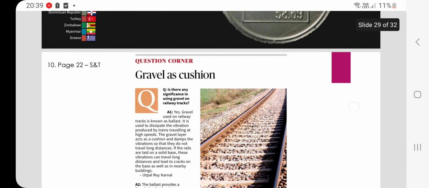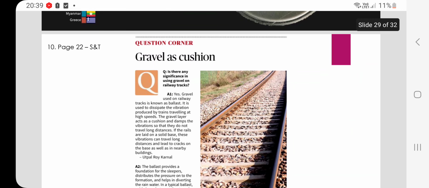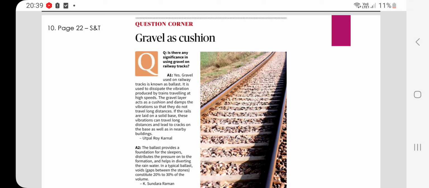The next article that we are moving to is related to science and technology, gravel as cushion. This article talks about dampness, that is, is there any significance in using gravel on railway tracks? Yes, gravel used on railway tracks is known as ballast. It is used to dissipate the vibration produced by the train traveling at high speed.